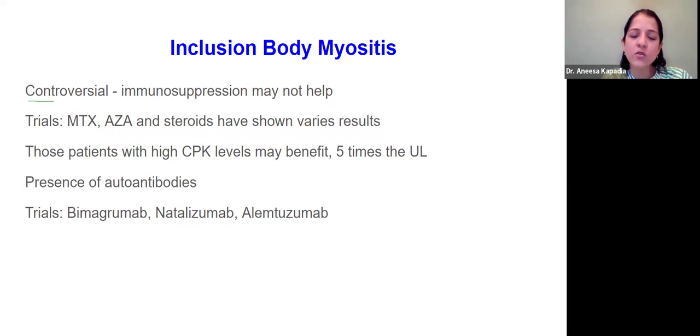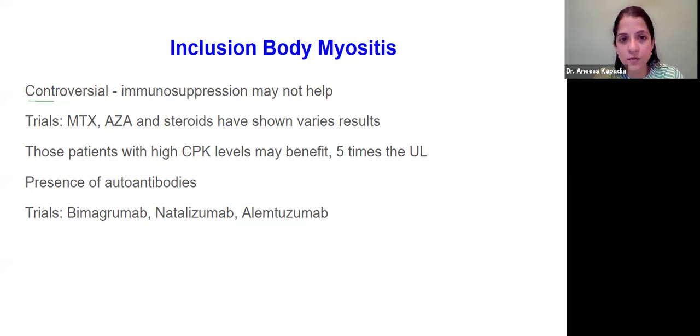There are a lot of trials going on. Some trials have shown that methotrexate and azathioprine work, but overall, we do hesitate to immunosuppress them too much unless their CPK levels are very high or they have certain autoantibodies. Some of these patients may have an overlap. So they might have some IBM features, maybe on a muscle biopsy.